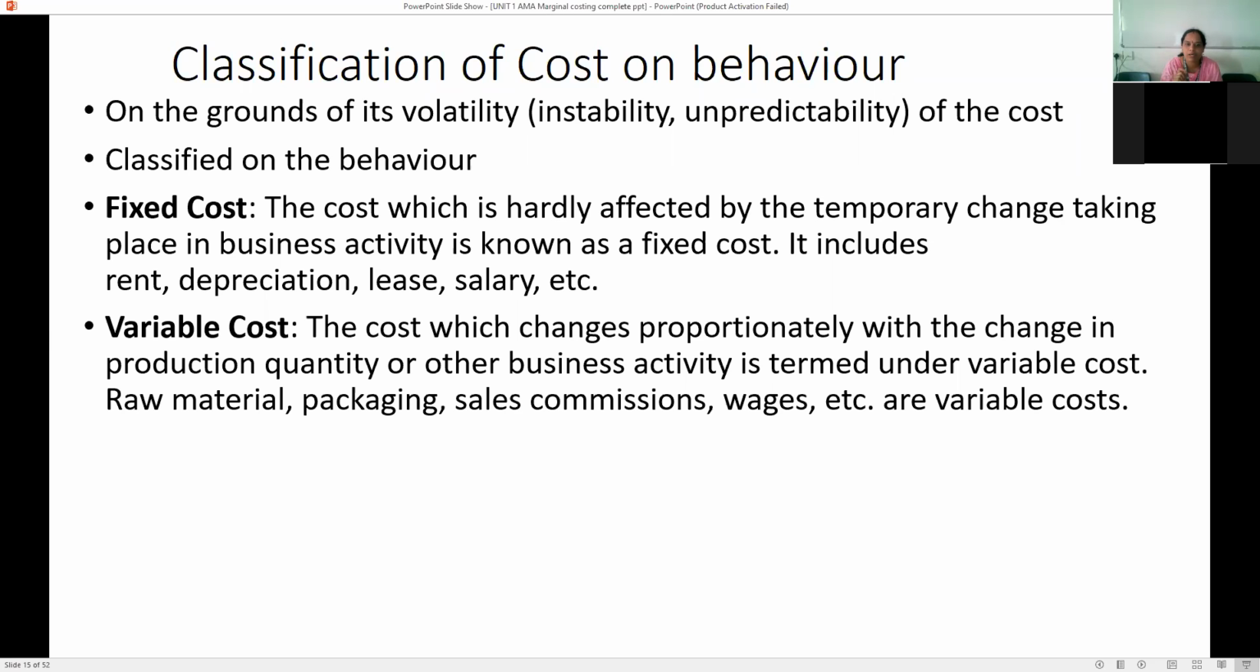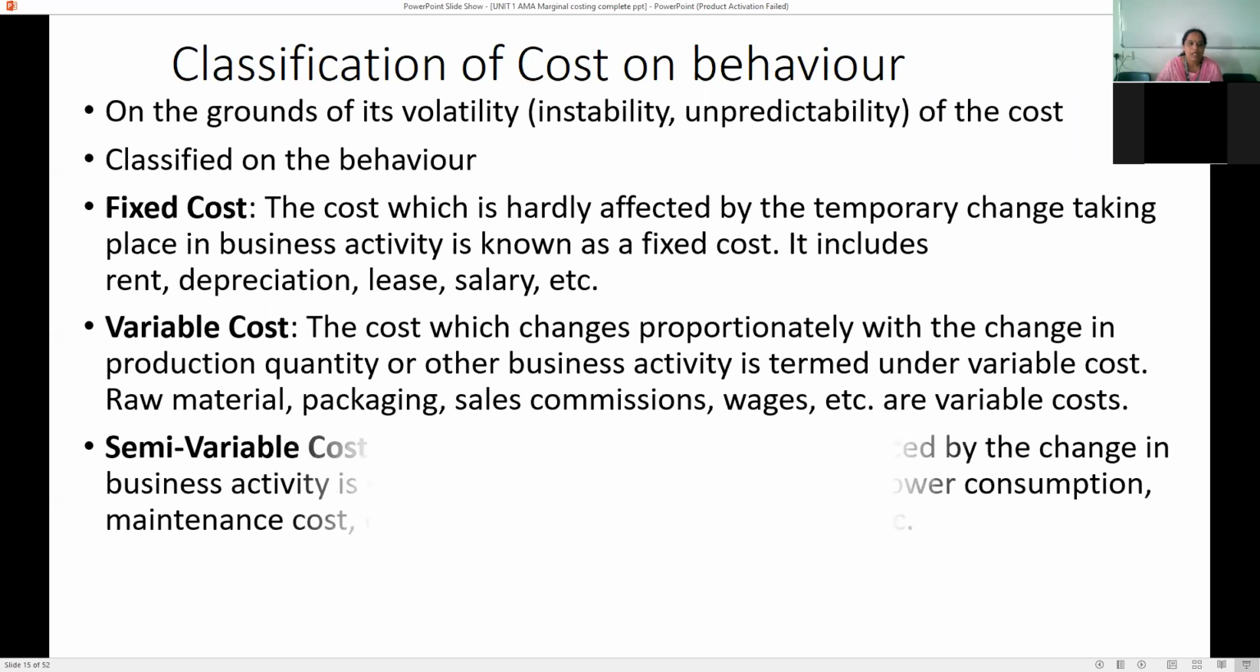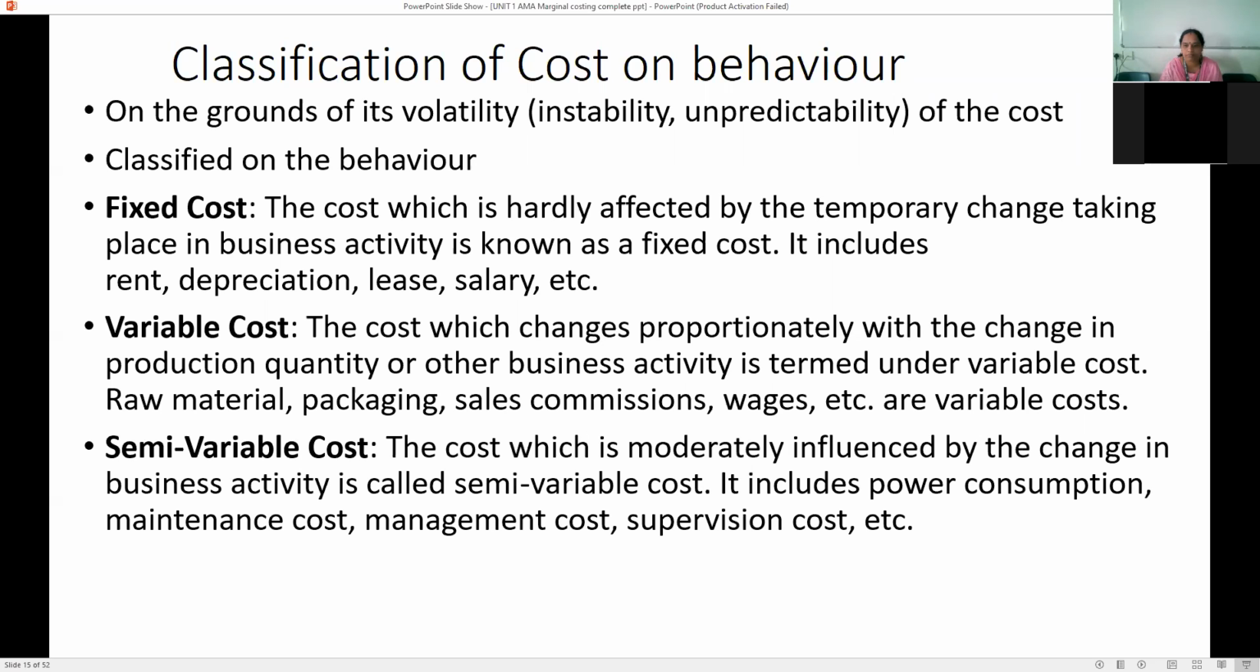I repeat again, variable cost refers to the cost which changes proportionately to the level of activity. Examples: raw materials, packaging, sales commission, wages, etc. Now, the total cost changes, but the per unit cost remains the same. Keep in mind, in variable cost, the per unit cost remains the same, but the total cost is going to vary depending upon the level of activity. You should remember that.